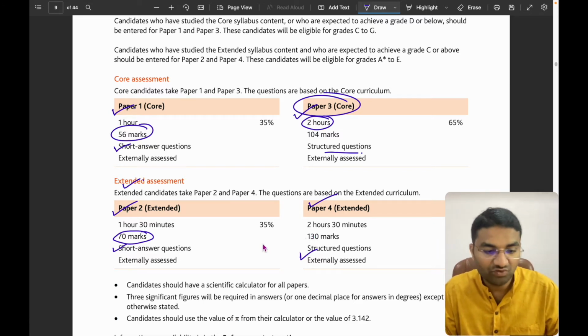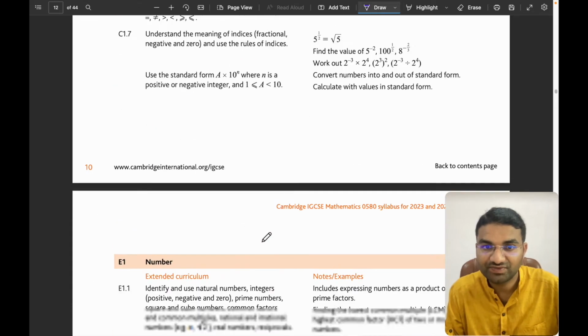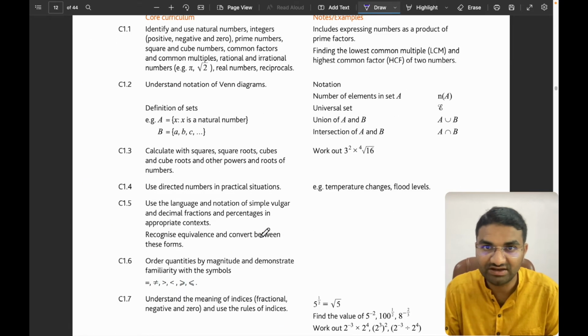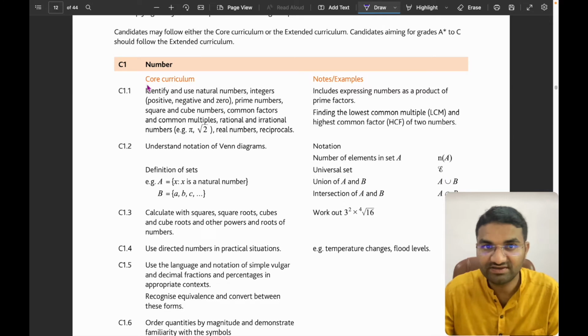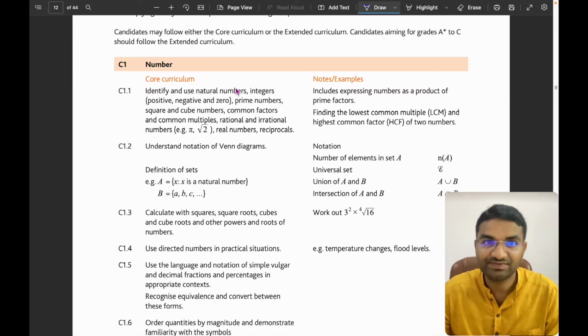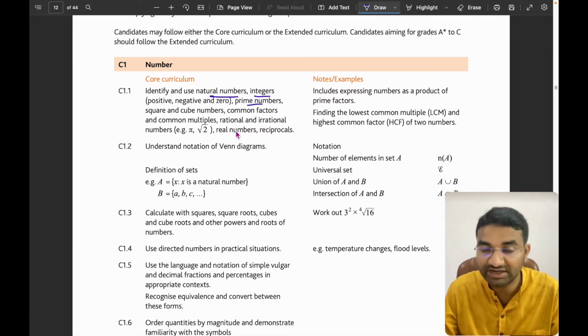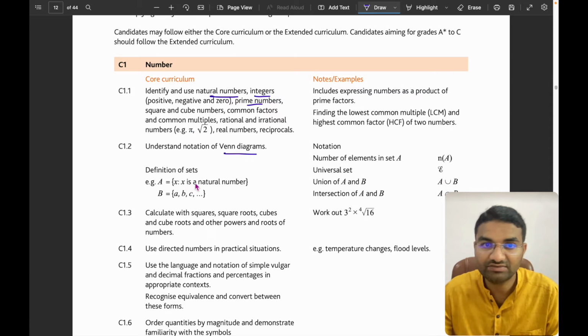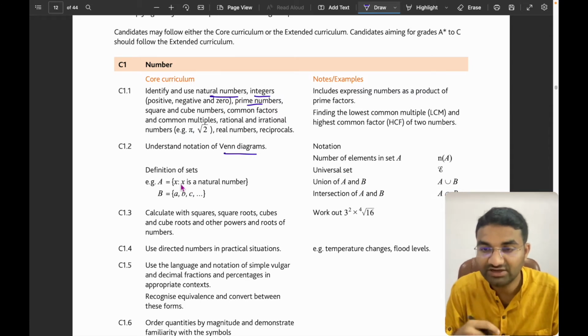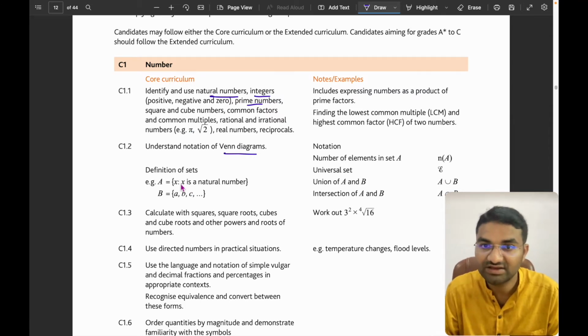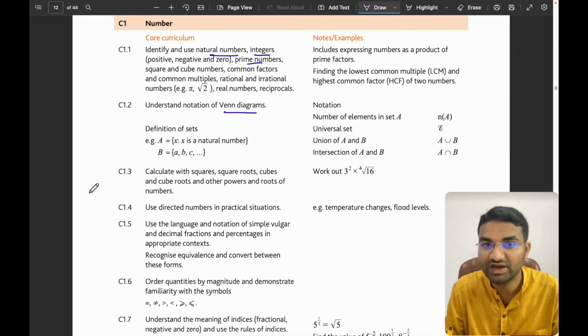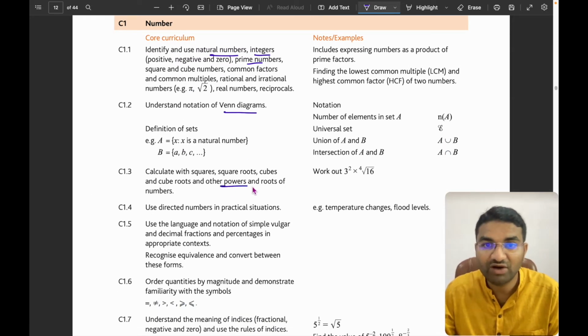Fine. Then moving on to the next one, the syllabus straight away. Firstly, number system or numbers. In the core syllabus, here we have natural numbers, integers, then prime numbers, square, cube, common factor, common multiple, meaning LCM, HCF, rational and irrational numbers, and understanding of Venn diagrams. Okay, sets are there. Fine, what is a universal set, subset, and things like that. Then calculation of square, square root, cube root, power.